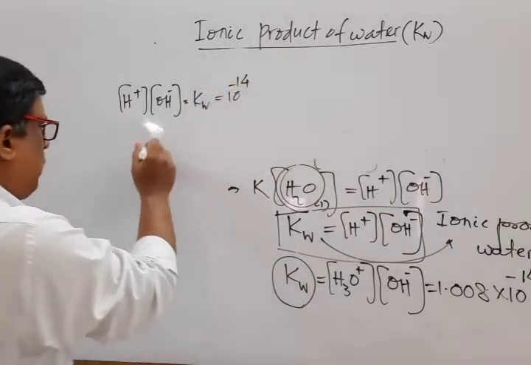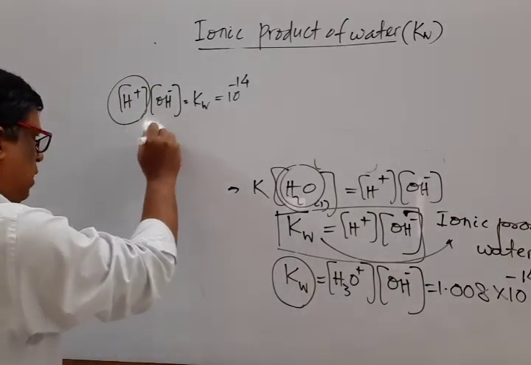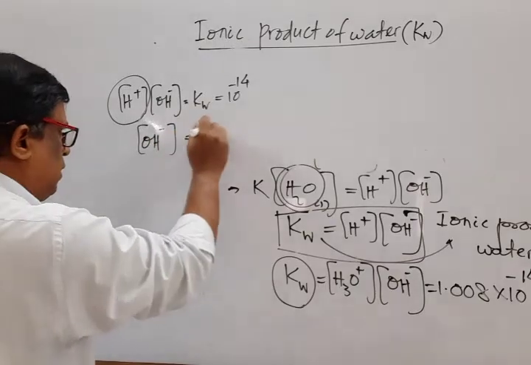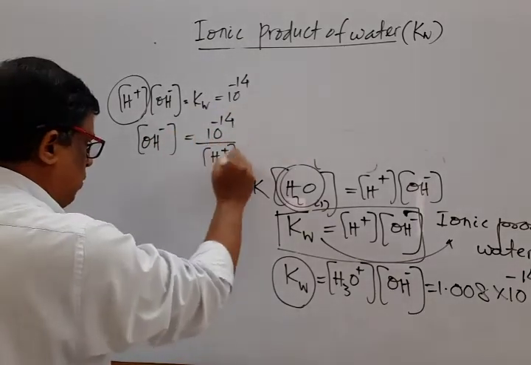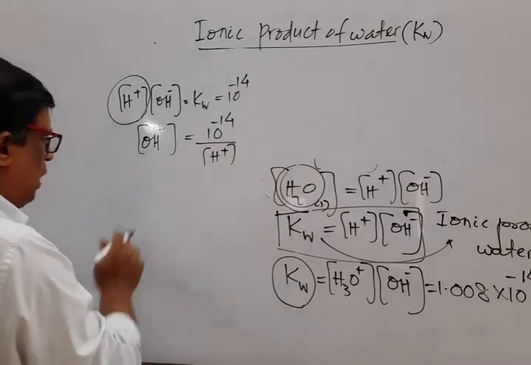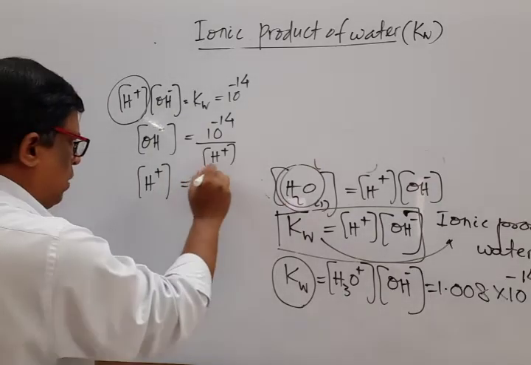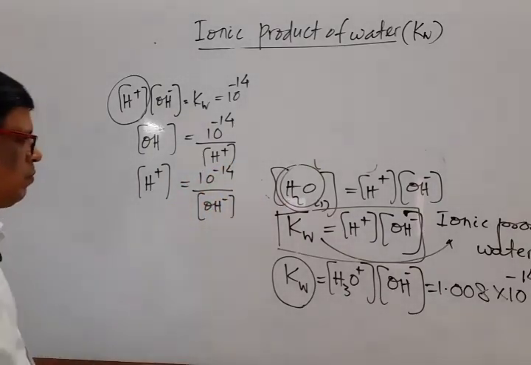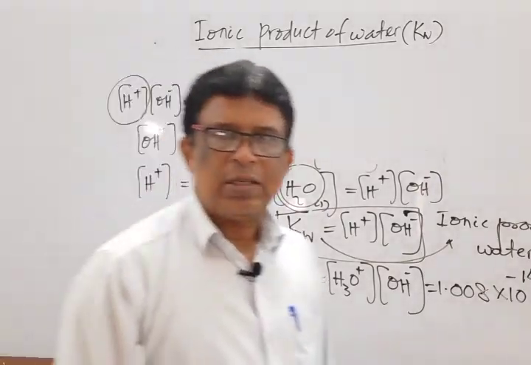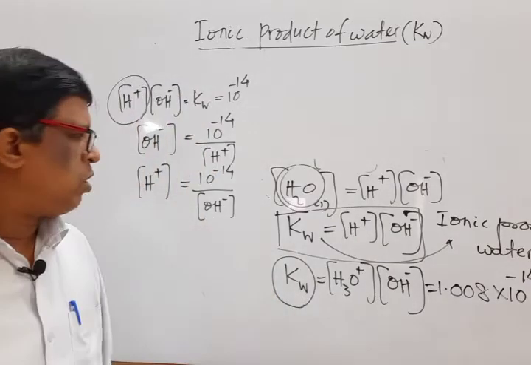That means if H plus ion concentration is given, then one can calculate OH minus ion concentration is equal to 10 to the power minus 14 by H plus ion concentration. Similarly, H plus ion concentration is equal to 10 to the power minus 14 by OH minus ion concentration. These are some relationships while solving problems.